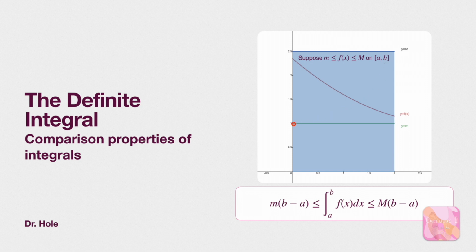So for the small value, I've chosen 1 and drawn that as a horizontal line over an interval 0 to 2. And then for the larger value M, I've chosen 2.5 as an example. And then I've drawn in the sketch of some function f of x, which has outputs that are always occurring between little m and capital M.